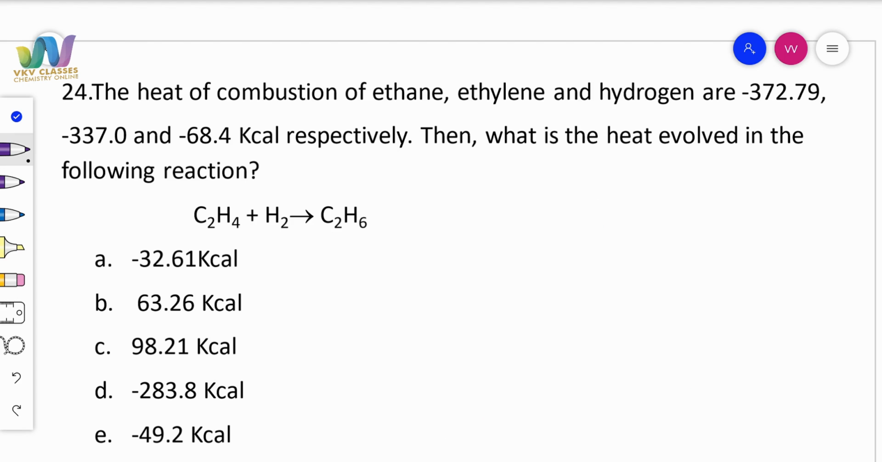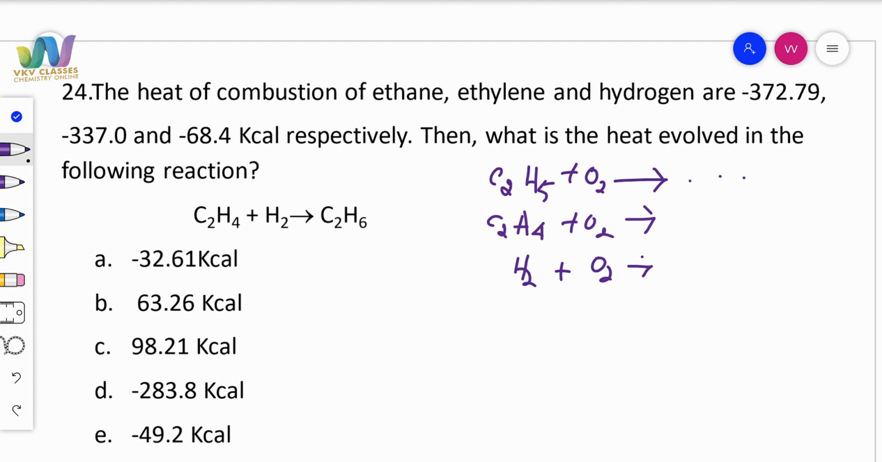The heat of combustion of ethane, ethylene and hydrogen are minus 372.79, minus 337 and minus 68.4 kilocalories respectively. Then what is the heat evolved in the following reaction? So 3 data are given to you. Combustion reactions are there. So one is enthalpy of combustion of ethane. Second is ethylene, C2H4 burning in oxygen. Third one is hydrogen burns in oxygen.